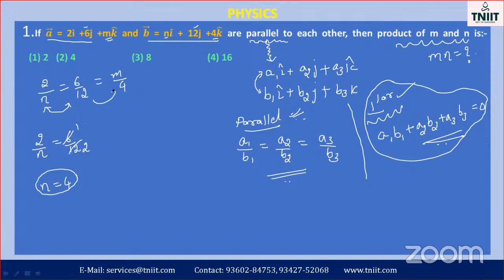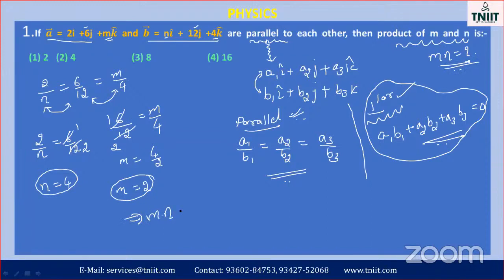Now you can equate the second ratio and the third ratio. 6 by 12 should be equal to m by 4, isn't it? You can cancel out with the 6 ones are 6, 6 twos are 12. So cross multiply, m is equal to 4 by 2, or you can take m is equal to 2. Now you have found the value of m and n, isn't it? But they're expecting you to find the product of m and n. So what is the value of the product of m into n then? It is 4 into 2, that is 8.